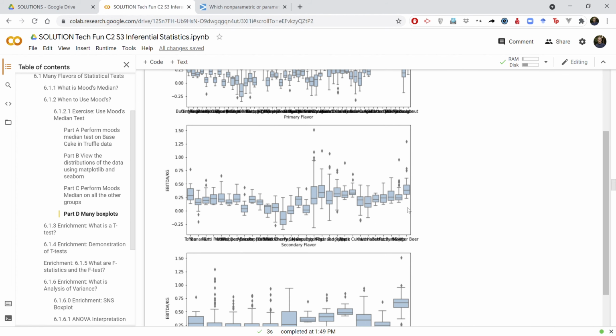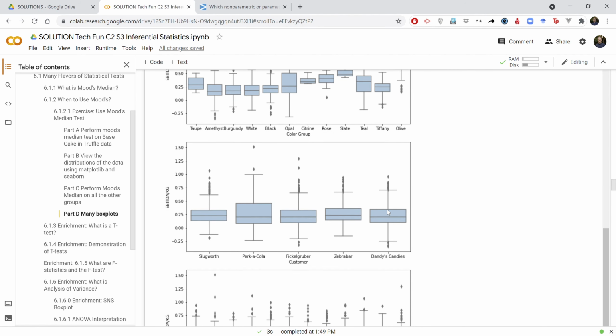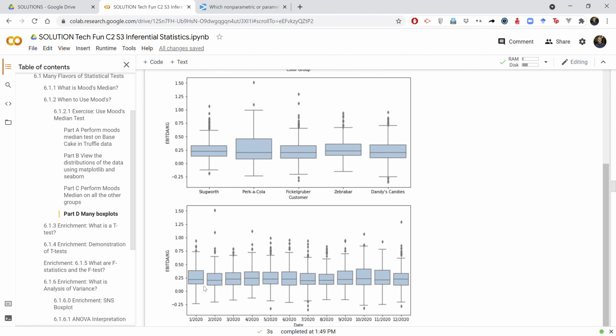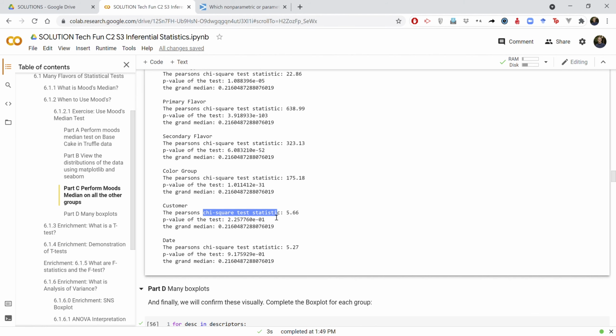Secondary flavors, some variation as well. Color group. And then customer and date looks pretty flat. And we saw this in our Mood's median test, right? For customer and date, our chi-square test statistic is low, and our p-value is pretty high at 0.2 and 0.9. Our p-values do not pass a cutoff of 0.05.